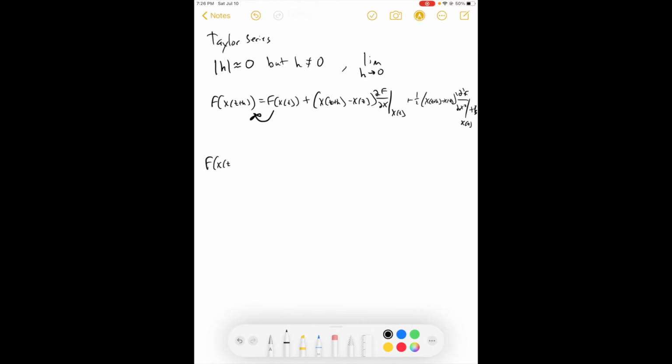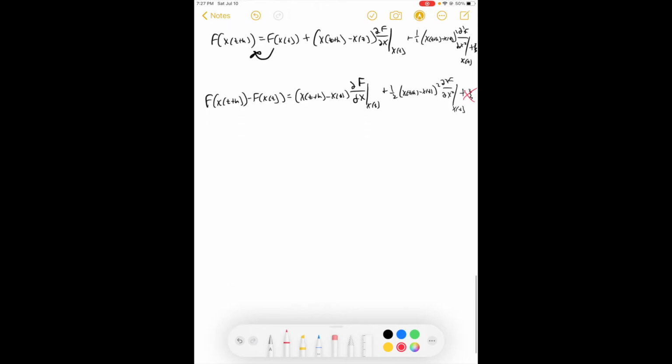F of x of t plus h minus f of x of t is then equal to x of t plus h minus x of t times that first derivative evaluated at x of t, plus 1/2 x of t plus h minus x of t quantity squared times that second derivative of f with respect to x, evaluated at x of t, plus some other stuff. And we're not going to talk about that other stuff anymore.